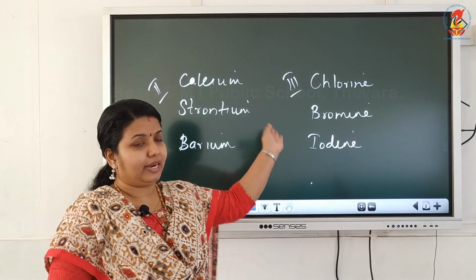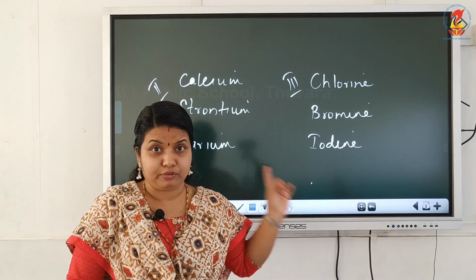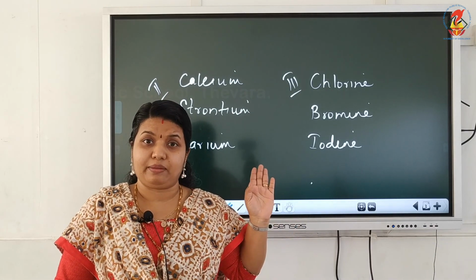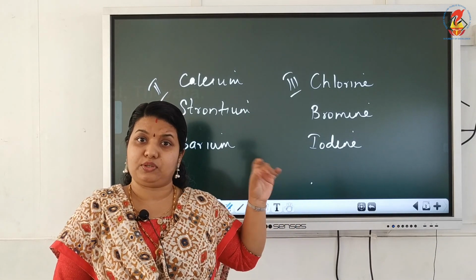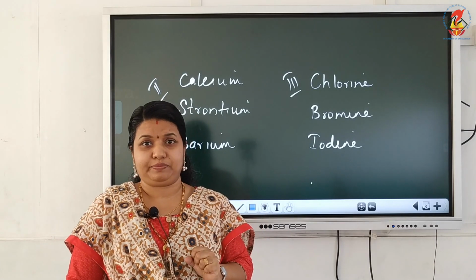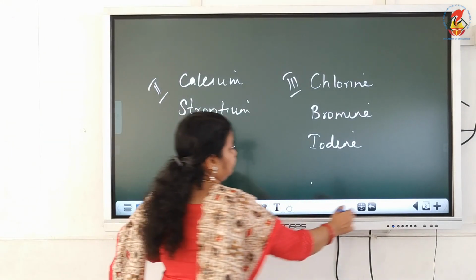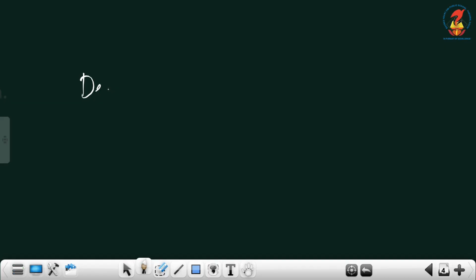These were the other triads identified by Döbereiner. This you have to learn. You need not learn the masses of all these elements by heart, but the names you have to learn in the correct order. Okay. There was a demerit. This system had a demerit.